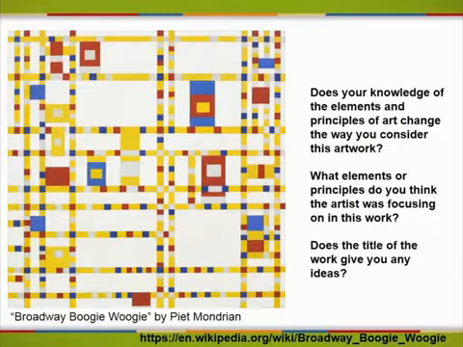Broadway Boogie Woogie was completed in 1943 after P.A. Mondrian had moved to New York in 1940. This painting is inspired by clear real-world examples, the city grid of Manhattan and the Broadway Boogie Woogie, a type of music that Mondrian loved.